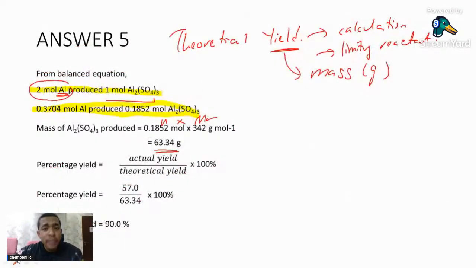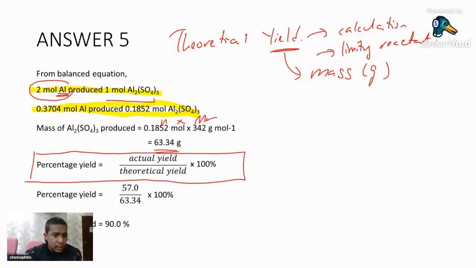So we already calculated percentage yield. Use this formula: actual yield divided by theoretical yield times 100%. So 57 divided by 60.34 times 100 dapatlah 90%.